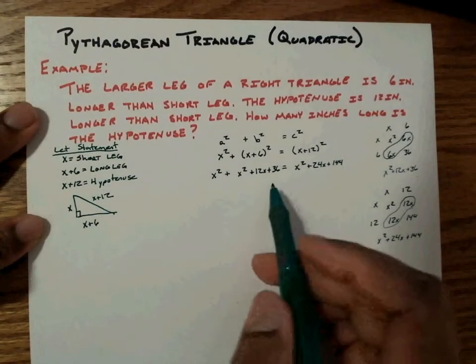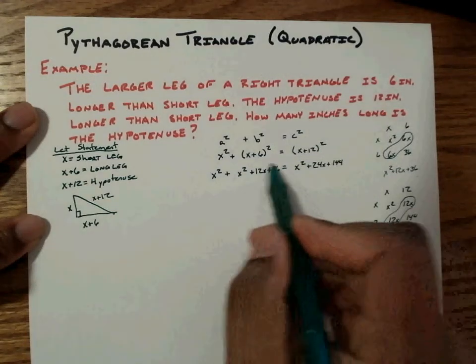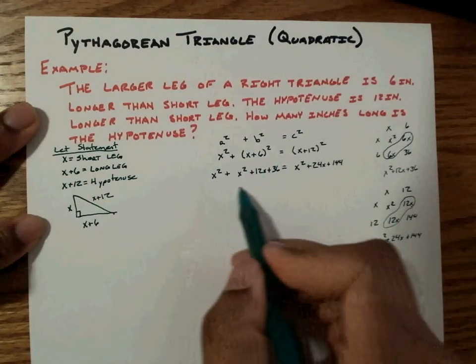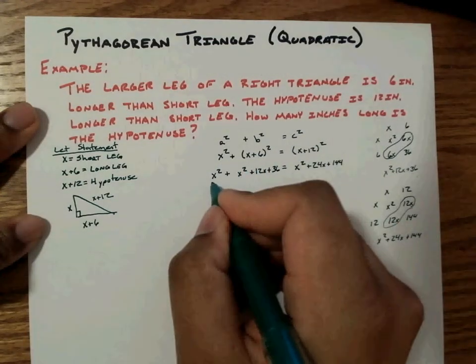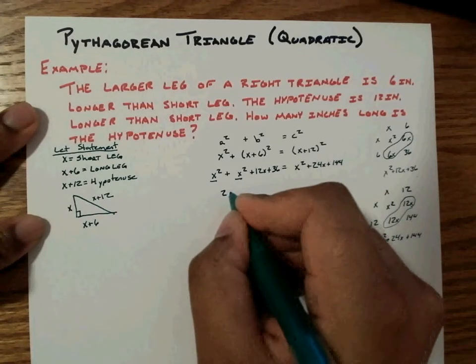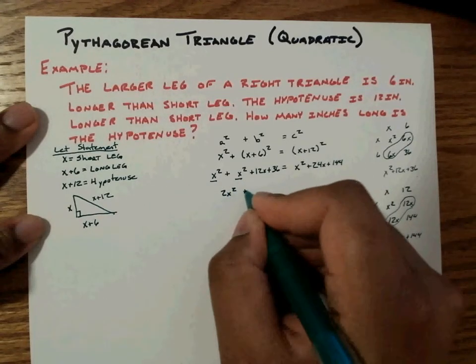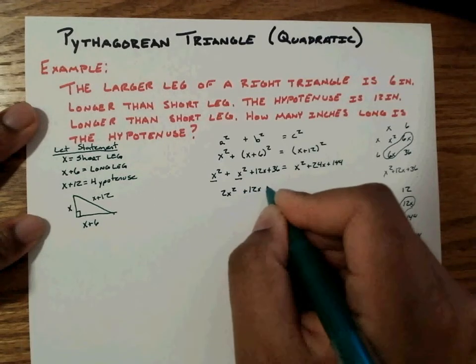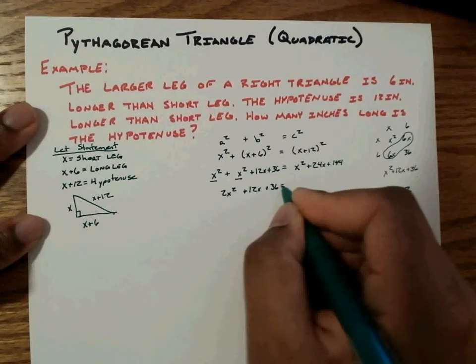And so now, before we go any further, we want to simplify each side. So when we look at this side, we want to find all our like terms. So we have that one and that one. So we get 2x squared plus 12x plus 36.